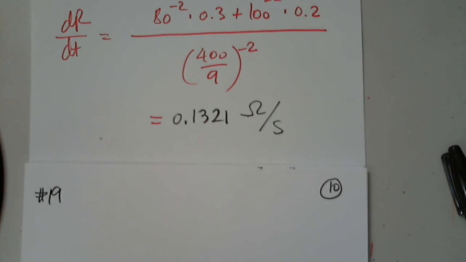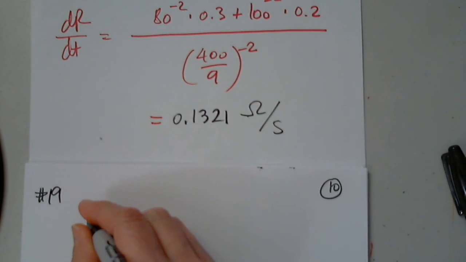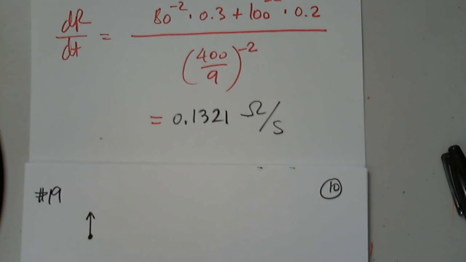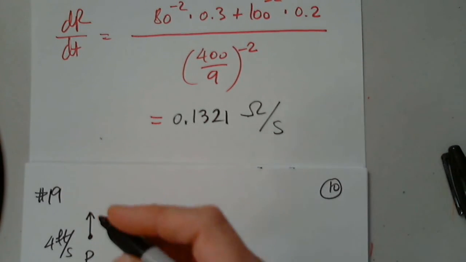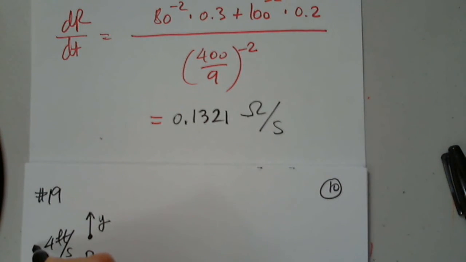A man starts walking north at 4 feet per second from a point P. 4 feet per second. We stop. So I'm going to call this y. So it's going up, covering distance y, and the rate of change is 4 feet per second. What is this? dy over dt. Of course, dy over dt. Read on.